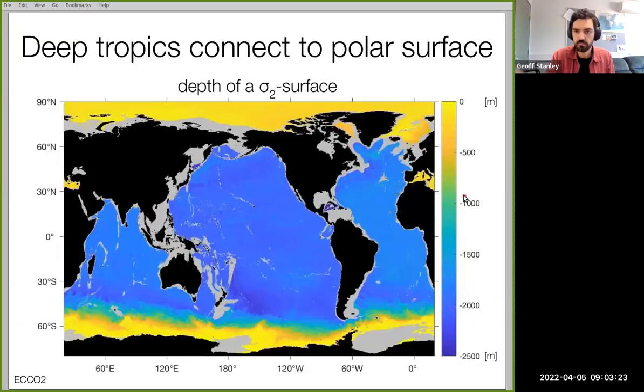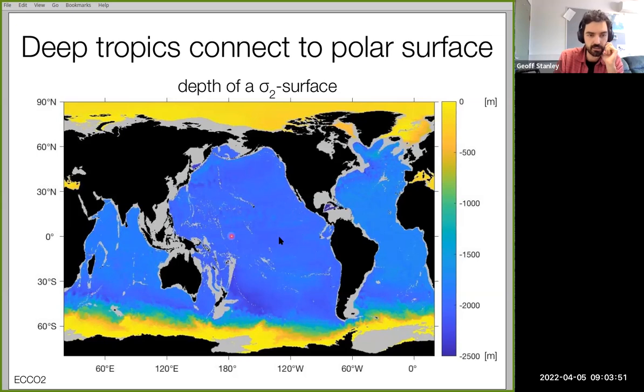So what is a neutral surface? Well, the classic example of that is a potential density surface. So here I'm showing you the depth of a sigma-2 surface. So this is potential density referenced to 2000 decibars. So I have a fluid parcel of some salinity and temperature, and I'm going to just evaluate its in situ density if I bring it down or bring it up, whichever way you go, to get to 2000 decibars. So this is the depth of that surface.